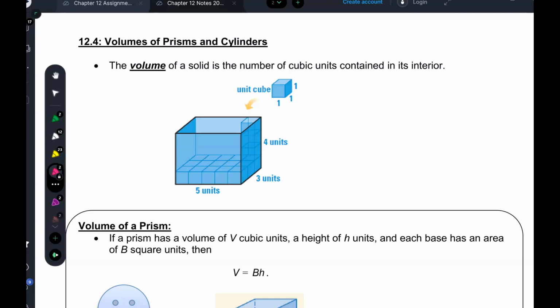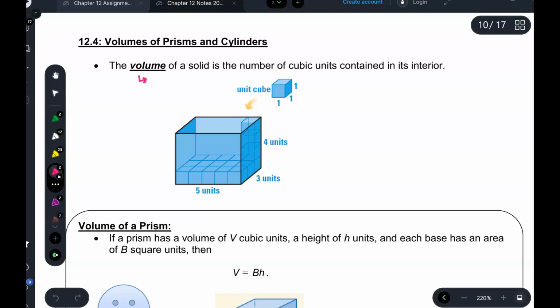Volume of a prism. So, when we think of surface area, we think of what's on the outside, right? Like if I added up all the area on the outside. But when we think of volume, what do we think about? Inside. So it's how much you can fit inside, right? So volume is inside.